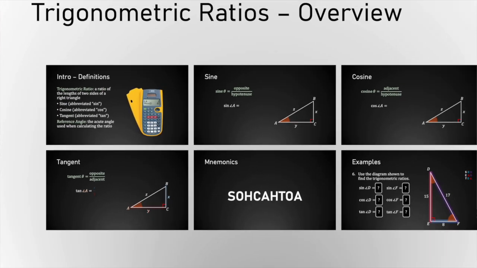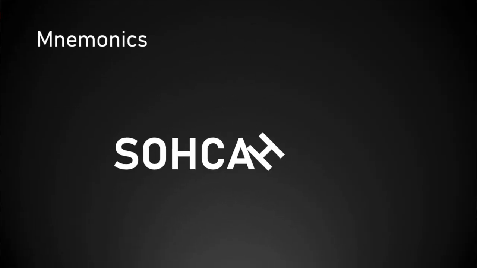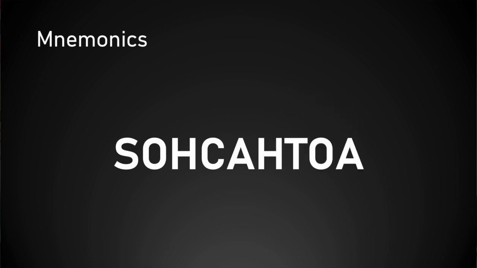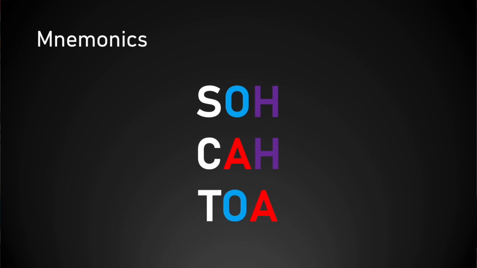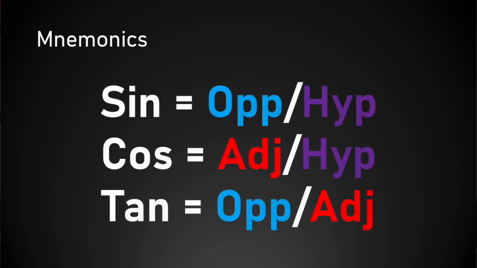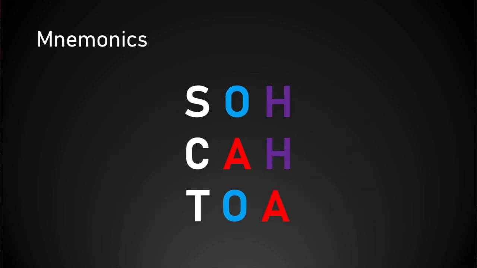Here's the fun part. Let's talk about how to remember which trig function is which. The tried and true mnemonic for trig is SOHCAHTOA. Basically, every trig mnemonic is some form of SOHCAHTOA. It's meant to remind you that sine equals opposite over hypotenuse, cosine equals adjacent over hypotenuse, and tangent equals opposite over adjacent. The way that I normally write it is by putting SOHCAHTOA in a 3x3 grid.